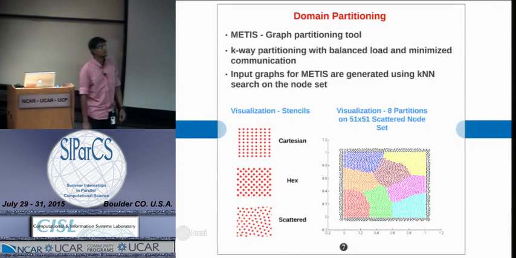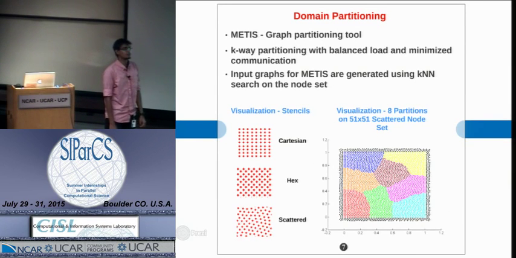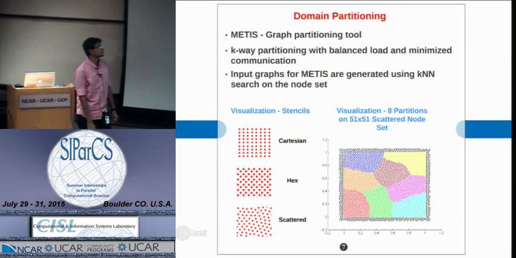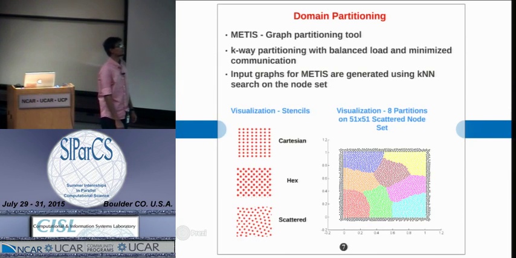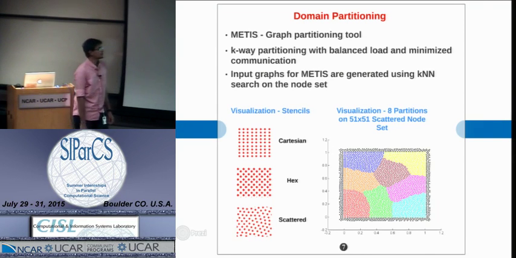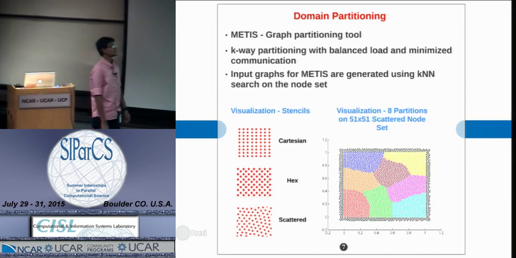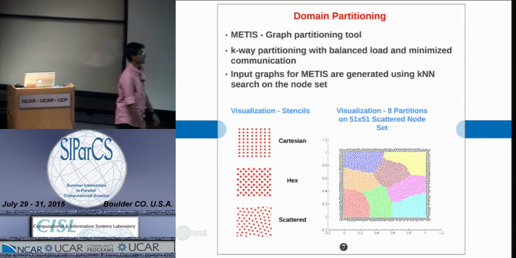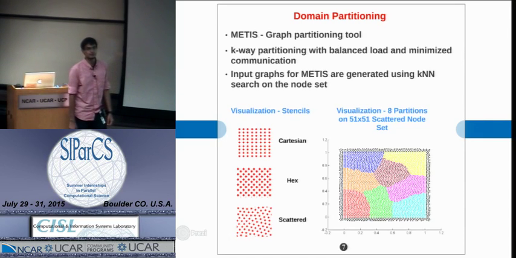So coming to the domain partitioning step, we used a tool called Metis that's developed by the University of Minnesota. It is a graph partitioning tool with algorithms to partition graphs efficiently. What we do is, once we have the domain of points, we convert this into a graph using the k-nearest neighbor search, because we are working with scattered points. We don't really have the information of the neighbors available since the domain is scattered. So we use that to generate the graph. That's the input for this partitioning tool.